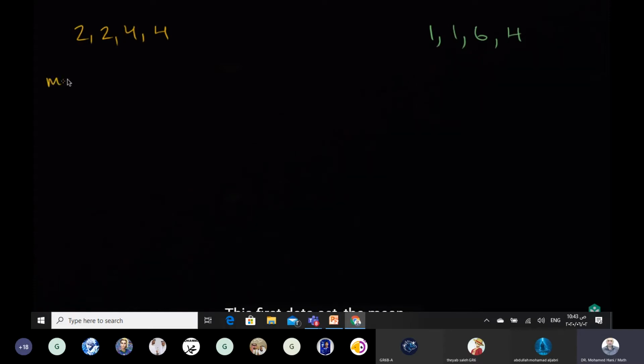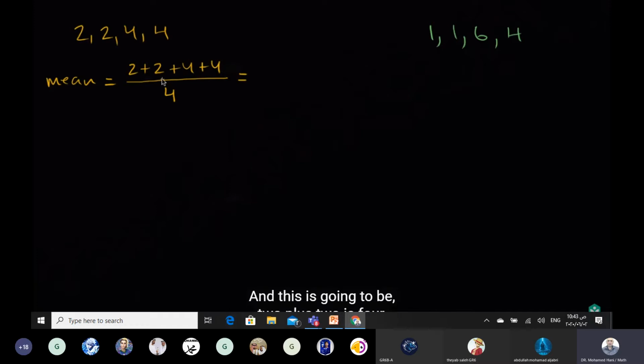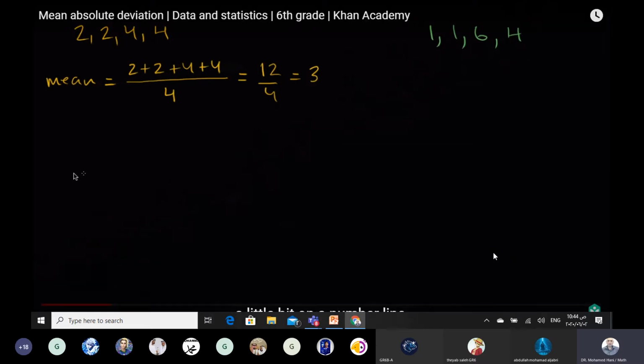So this first data set, the mean, well, we just need to sum up all of the numbers. So it's going to be 2 + 2 + 4 + 4. And then we're going to divide by the number of numbers that we have. So we have 1, 2, 3, 4 numbers. So that's that 4 right over there. And this is going to be 2 + 2 = 4, + 4 = 8, + 4 = 12. So it's going to be 12/4, which is equal to 3. So actually, let's see if we can visualize this a little bit on a number line.